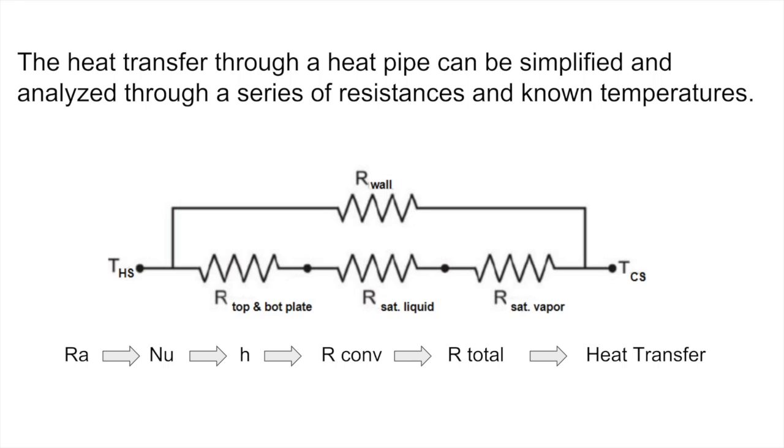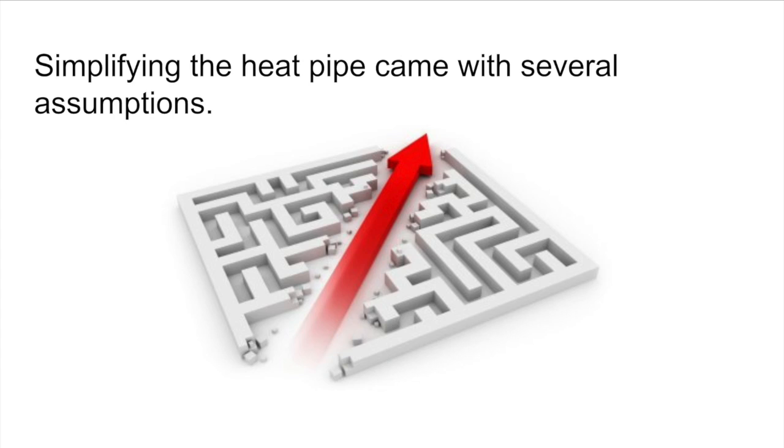The type of problem used to find these values was free convection on a horizontal plate. After finding the Rayleigh number for both the water and vapor, it was found that two different Nusselt equations were needed based on the range of Rayleigh number. This Nusselt number led to the heat transfer coefficient, which was needed for the convection resistances. With the total resistance of the heat pipe and the temperatures at each end, it was possible to find the heat transfer rate. Simplifying the heat pipe came with several assumptions.